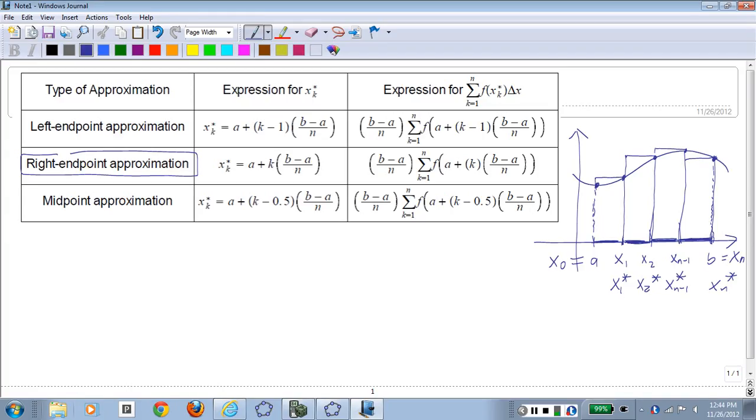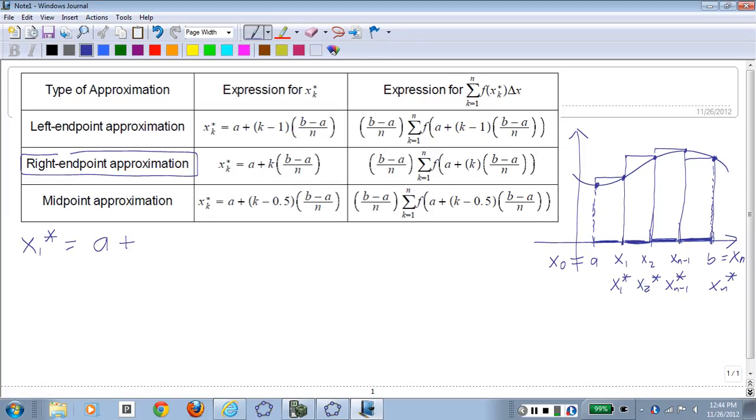I want to express each of those. Basically, I want to express x sub k star in terms of A, B, little n, however many there are, and the function itself. So let's see, I need x sub k, let's work our way there. X sub 1 star is just x sub 1, so if I wanted to calculate that, I would start at A and basically add the length of one little subinterval.